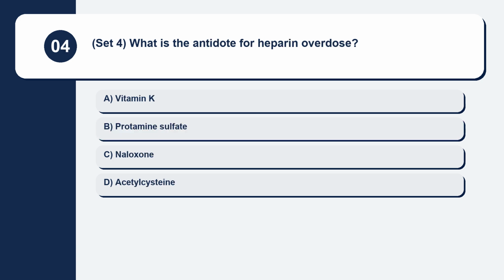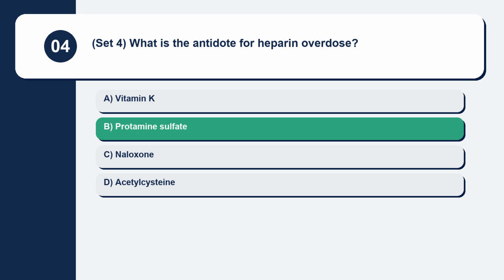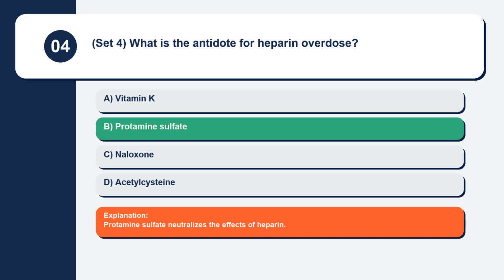Question 4. Set 4. What is the antidote for heparin overdose? Vitamin K, protamine sulfate, naloxone, acetylcysteine. Protamine sulfate neutralizes the effects of heparin.